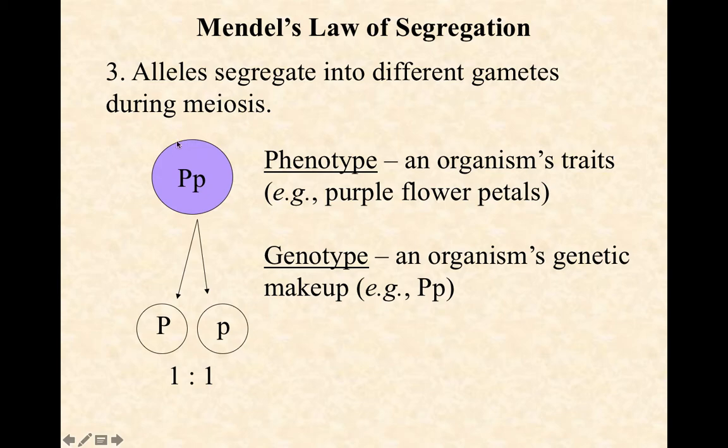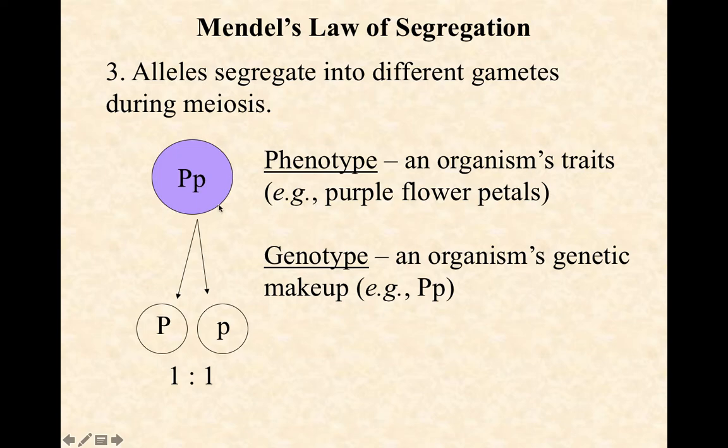Now, when this cell becomes a source for forming gametes, half of the gametes of this organism will carry the dominant allele, and half will carry the recessive allele. You notice what happens to the genotype.